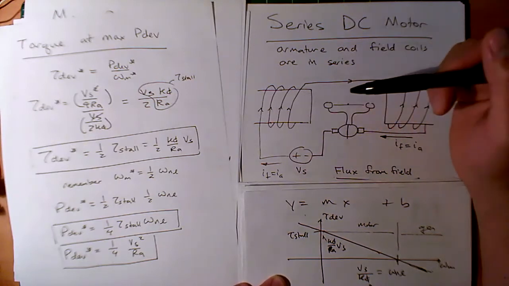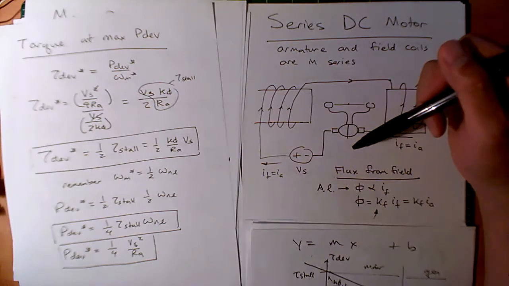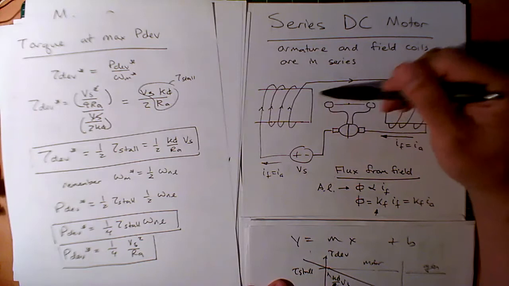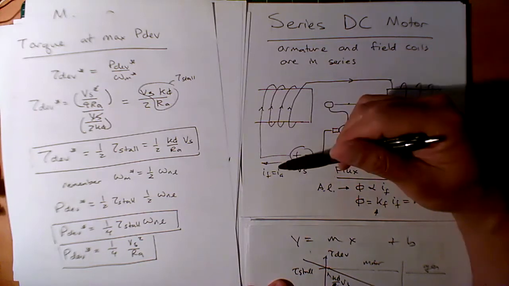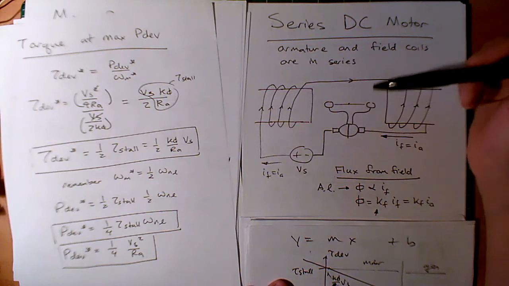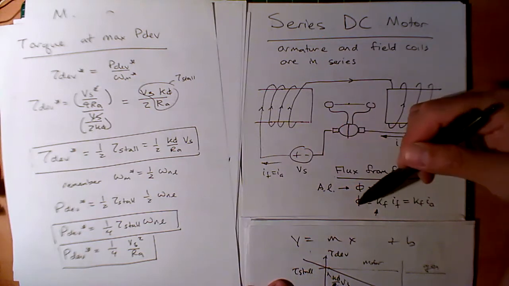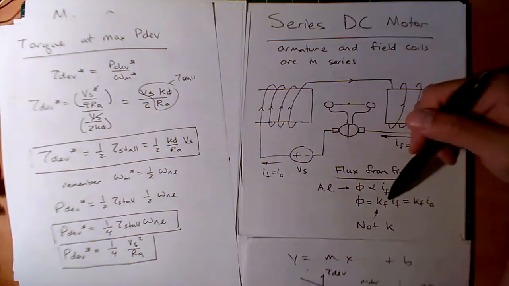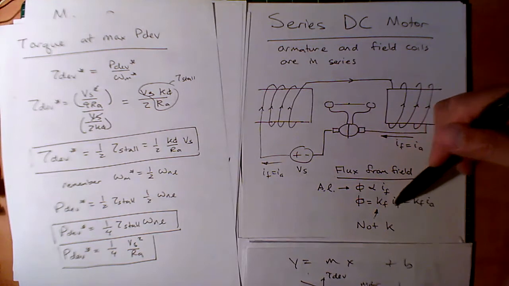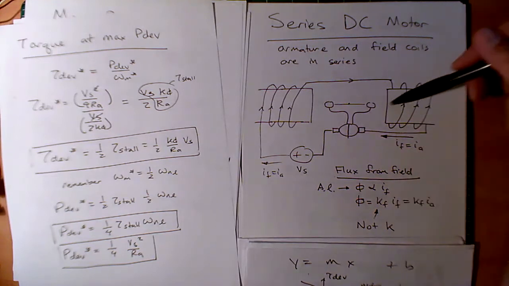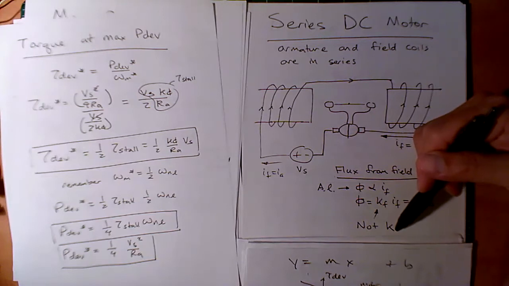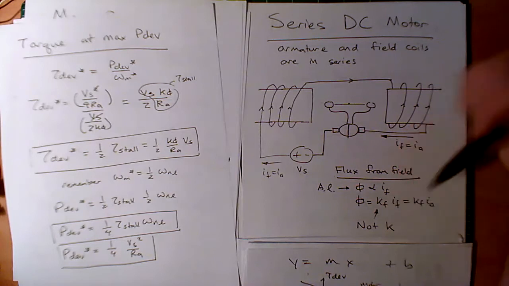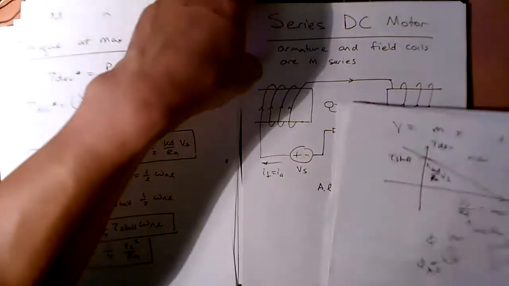Okay. In this case, I want to highlight again that by Ampere's law, the flux in this system is from IF, and for a series motor, IF equals IA. So phi equals KF IF, or KF IA. It's the same thing for a series motor. Notice this is KF. I'm just going to call it KF, for the field K. It's not the same as K, as in the back EMF K or the Bill's law K. So don't get those two confused, okay? All right, let's keep moving.